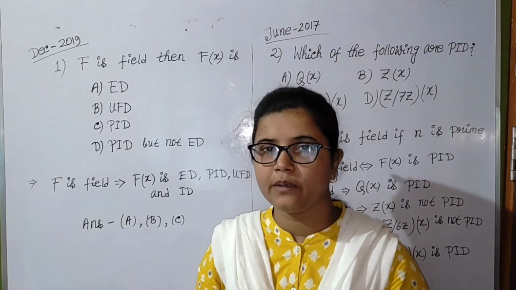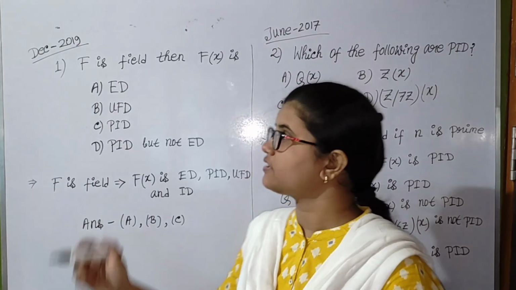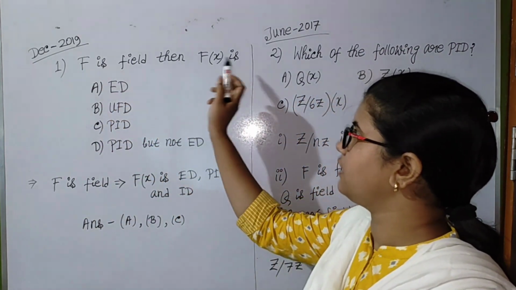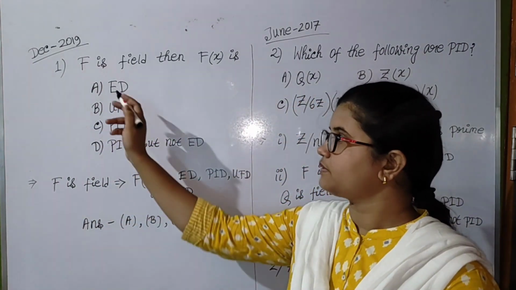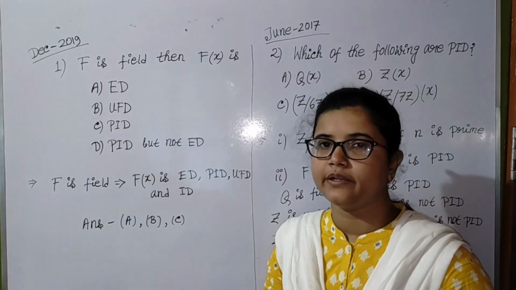Now we solve two problems from the CSIR NET previous year questions. The first question is: if F is a field then F[x] is, with options A, B, C, D given.